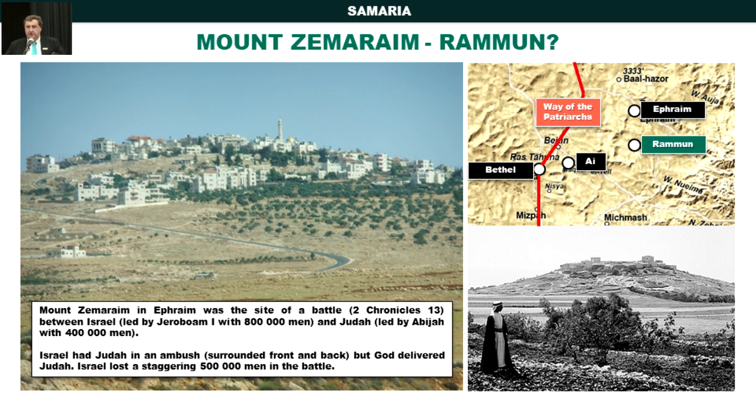Now, Israel had Judah in an ambush, surrounded back and front, but God delivered Judah. Israel lost a staggering 500,000 men in that battle. To put that in perspective, that's about 10 times as many as died in the Battle of the Somme.